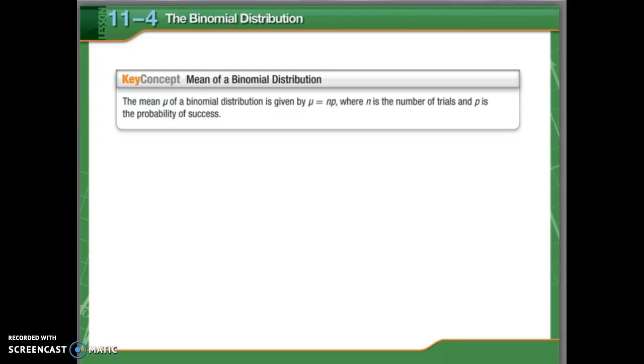Next, we have a key concept on the mean of a binomial distribution. The mean, or the average of a binomial distribution, is given by the formula mu. This is the Greek letter M. Mu equals the number of trials times p, the probability of success, n times p.